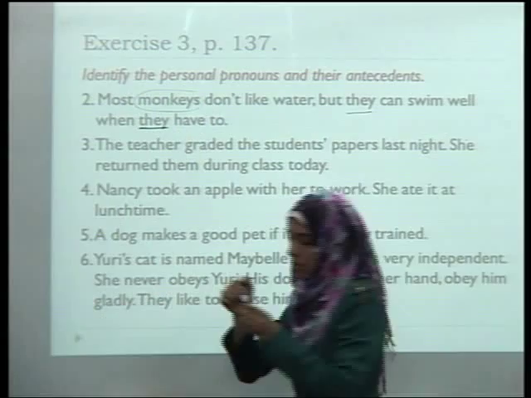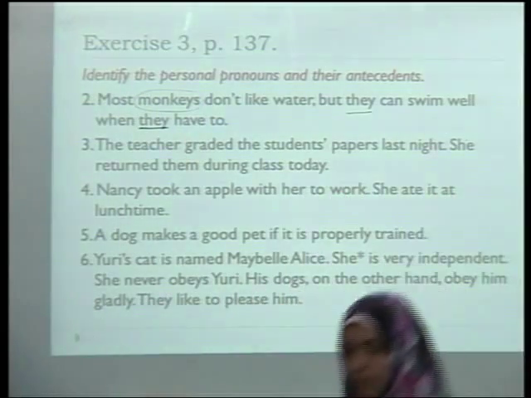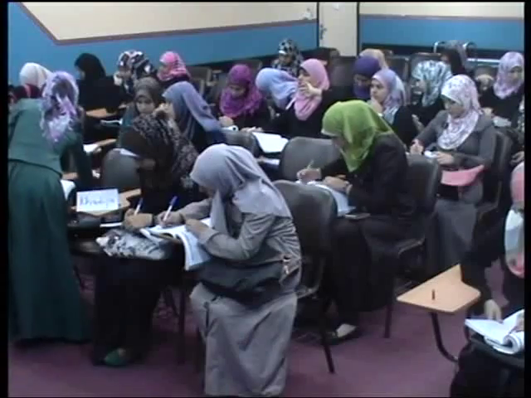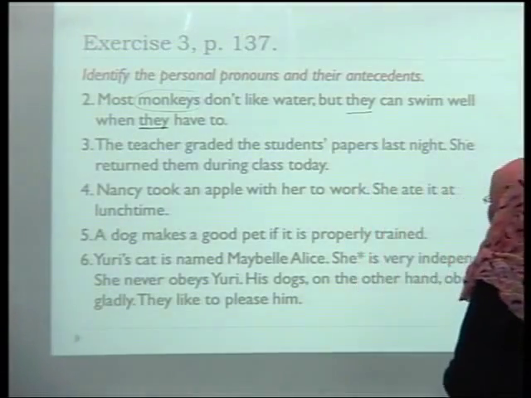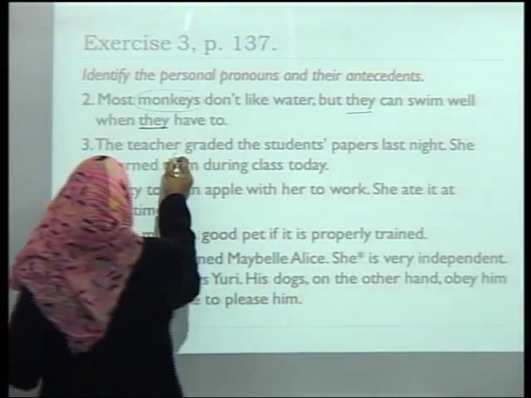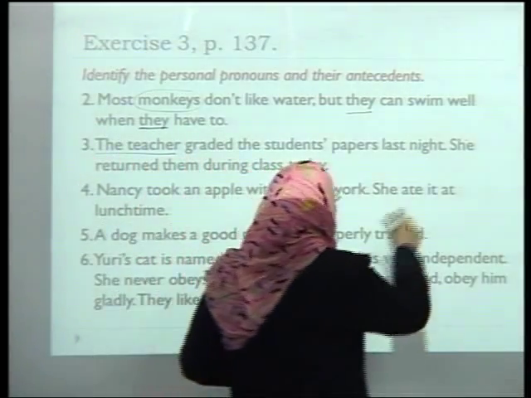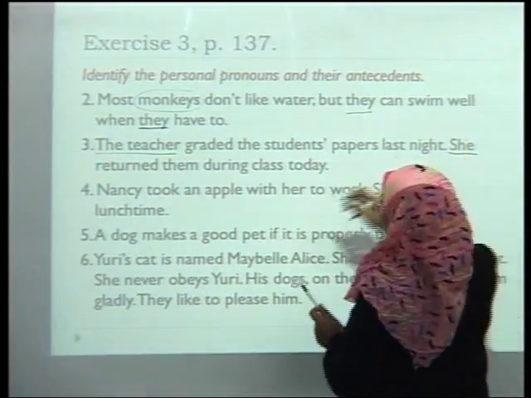Next one, come Yasmin. The teacher graded the students' paper last night. She returned them during class today. The teacher is the antecedent and she is a pronoun. Thank you. Number 4. Yes, come please.